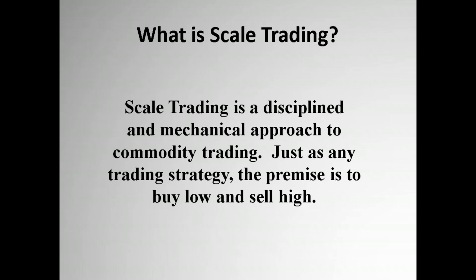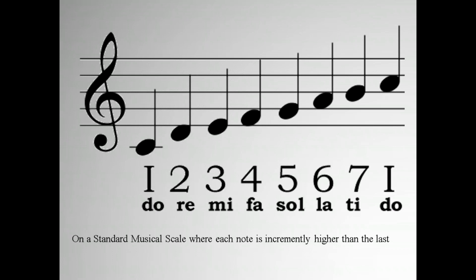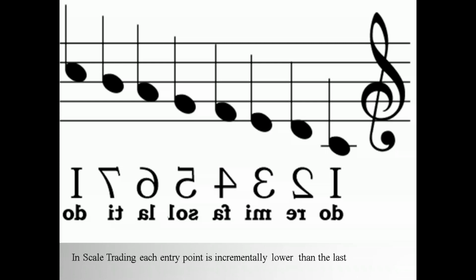Well, let's take a different look at this. Everybody knows what this is. Sing out loud: do, re, mi, fa, sol, la, ti, do. This is a musical scale. It starts at the low note and goes to the high note. The premise of scale trading is that it's like a reverse musical scale. As the market comes down and dips, we do a backward scale, starting at the high note and working your way down to the low note.